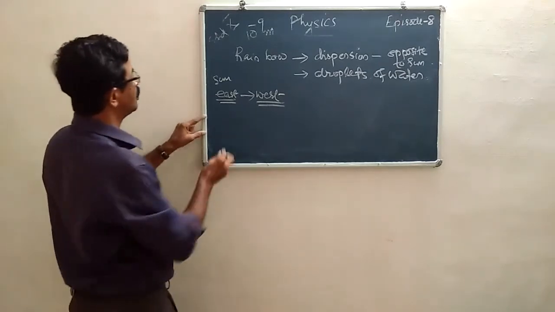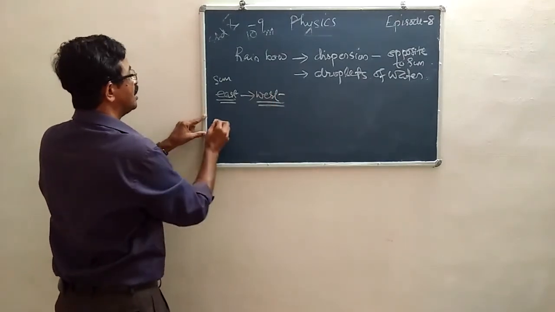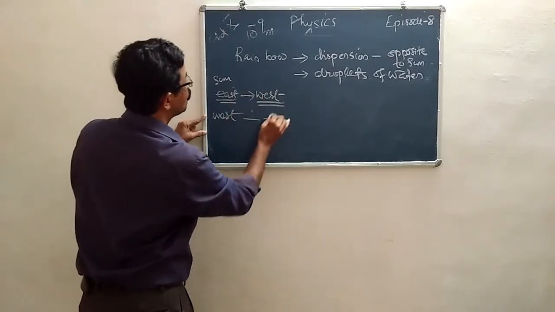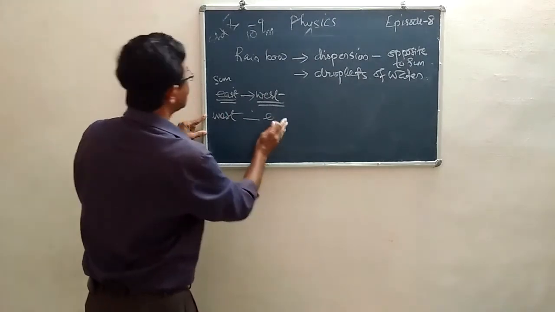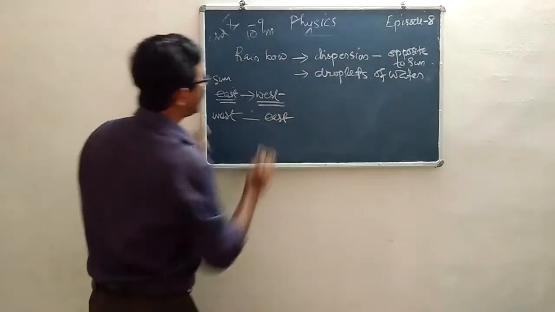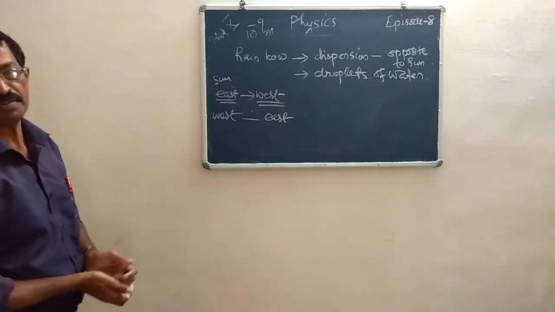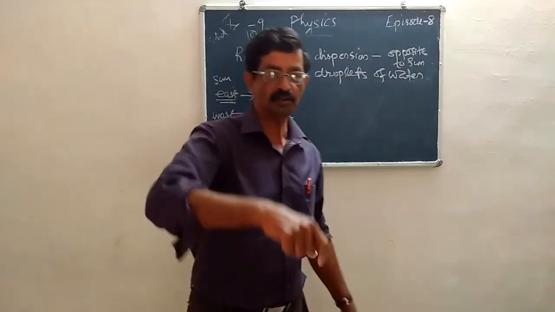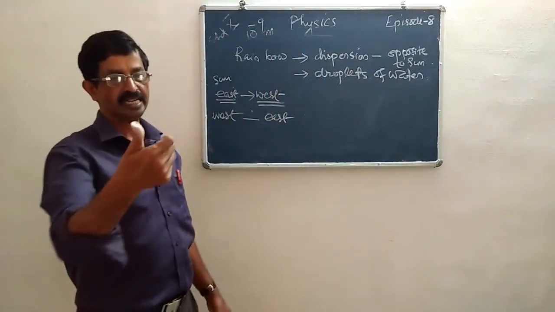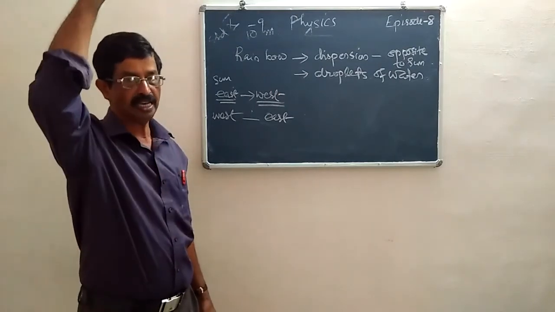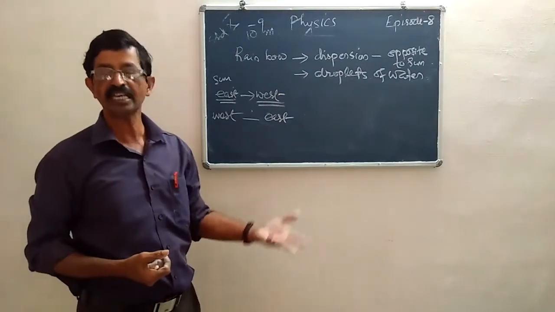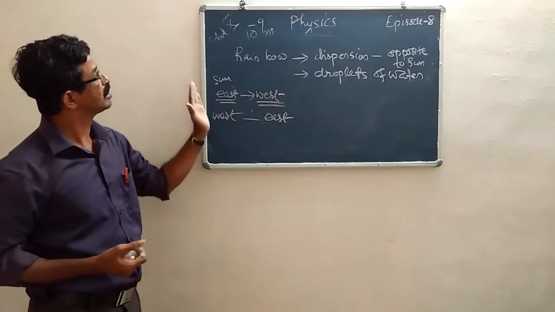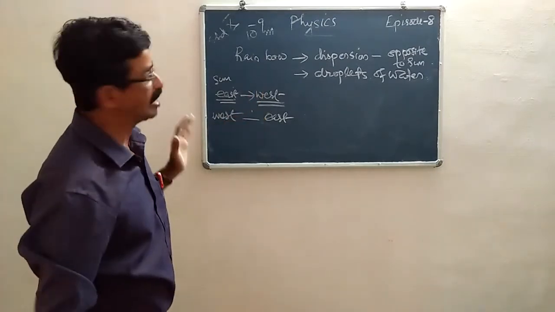Suppose you see a rainbow in the evening. Then the sun is in the west, and you see the rainbow in the east. That means whatever the position of the sun, just opposite we can see the rainbow. But at noon we cannot see a rainbow, because at noon the sun is above our head, so it cannot form on the earth opposite the sun.